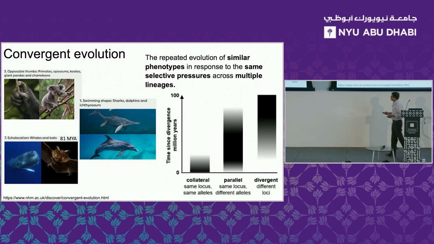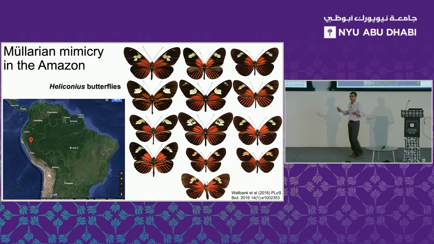So these are great examples of convergent evolution, but I would say that even more exciting and impressive examples of convergent evolution come from the world of Lepidoptera, so butterflies and moths. So this is a group of butterflies I work on. These are Heliconius butterflies. They're found in the Amazon basin.